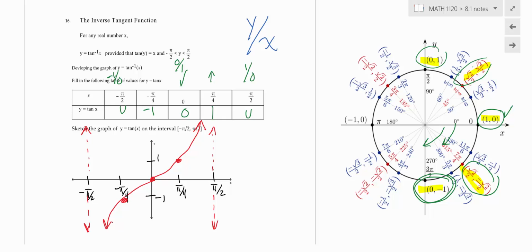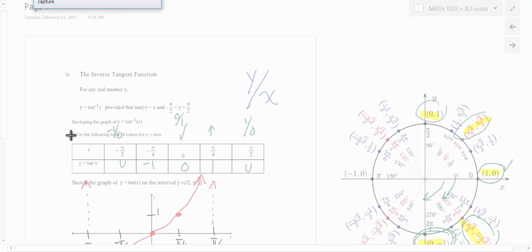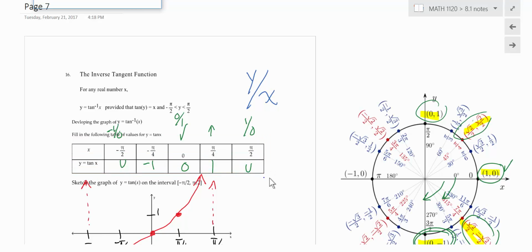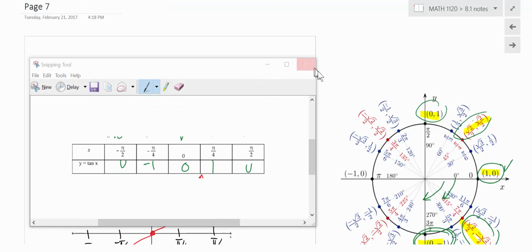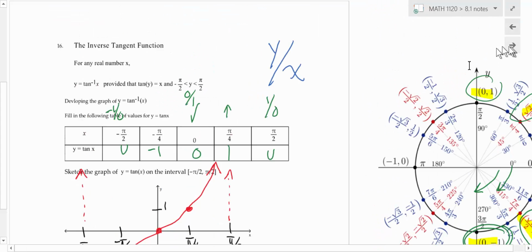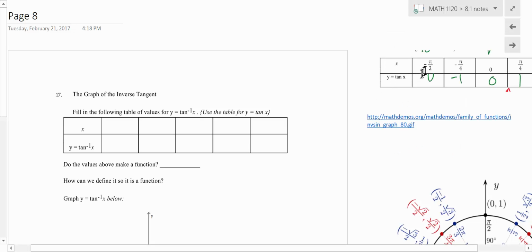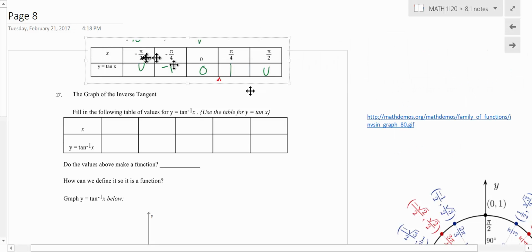So on the next page, what we're going to do is put together the graph of the inverse tangent here, okay? Let me take a screenshot of this real quick so that we can refer to this. Okay, so let's see what we got here. Okay, so here's the idea.